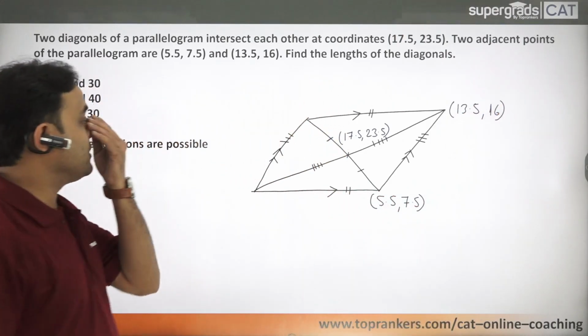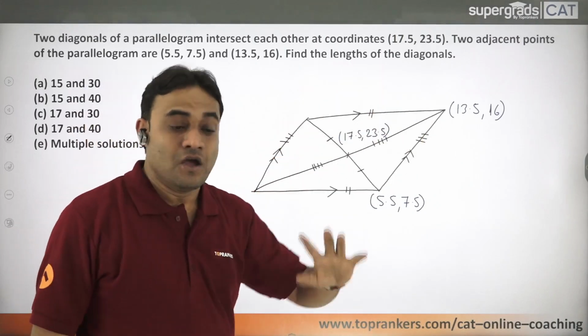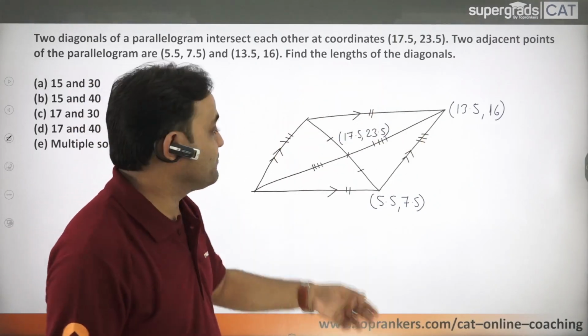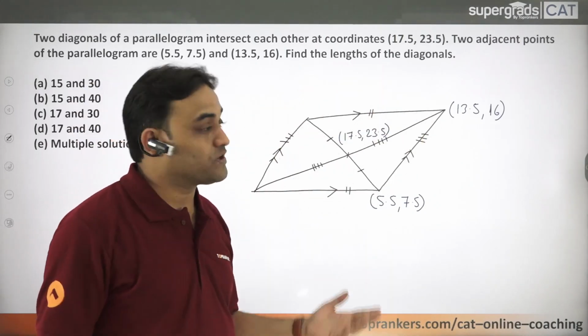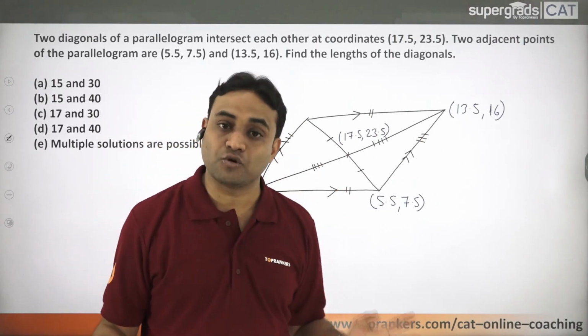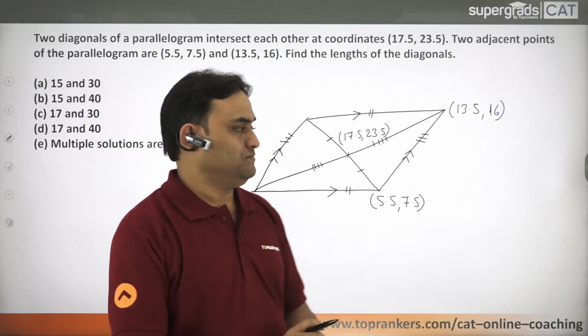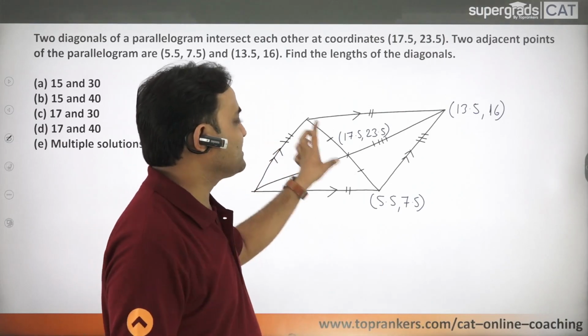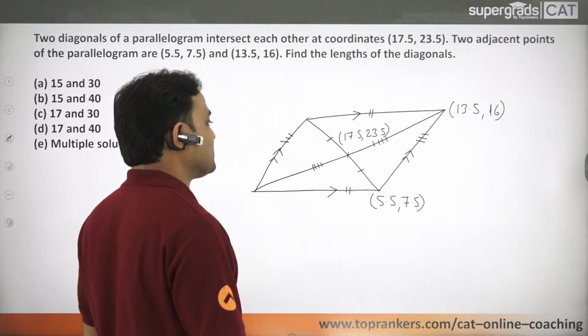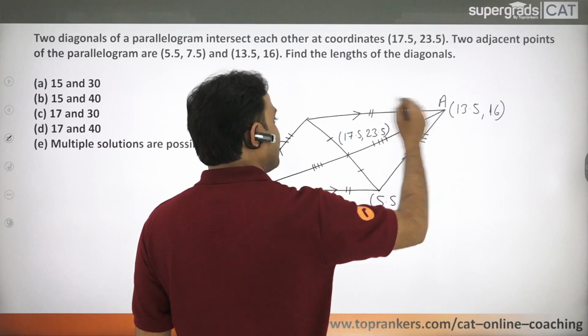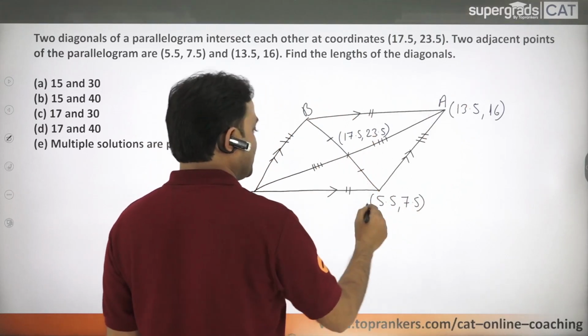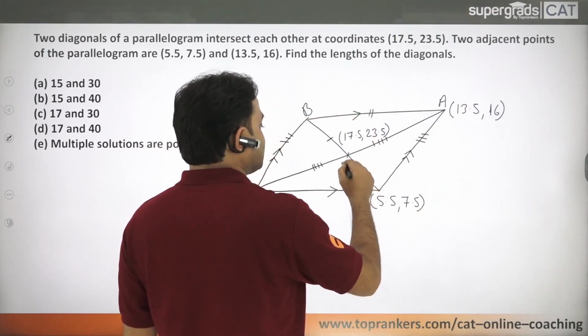What we need to find? We need to find the lengths of the diagonals. So if required, we can find these two coordinates also. We can find the area of this parallelogram also, but we don't require that. Why? Because we need to find the length of the diagonals only. Now we know that this is point A, B, C, D, and let's say this is O.